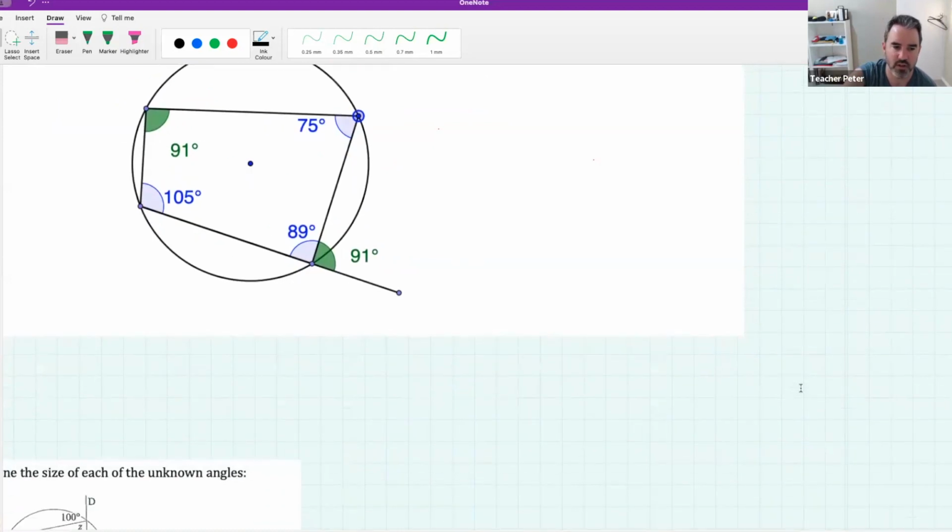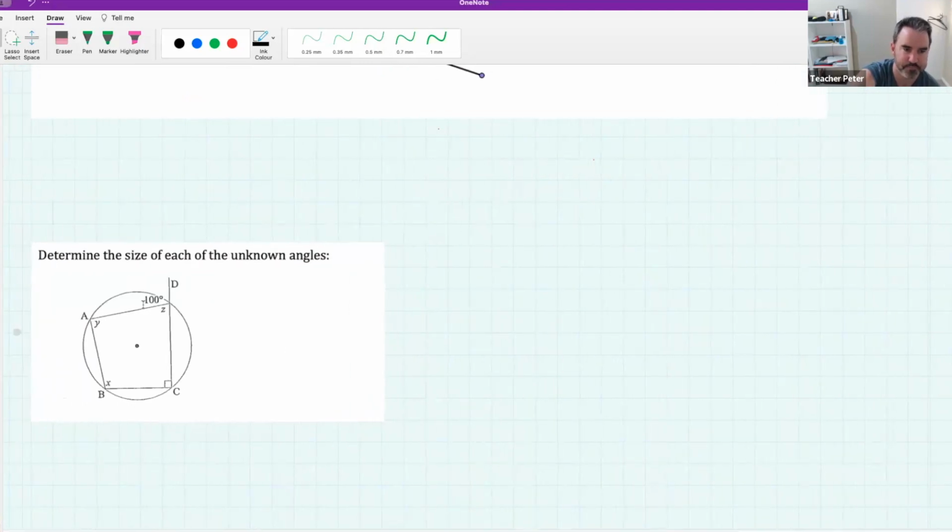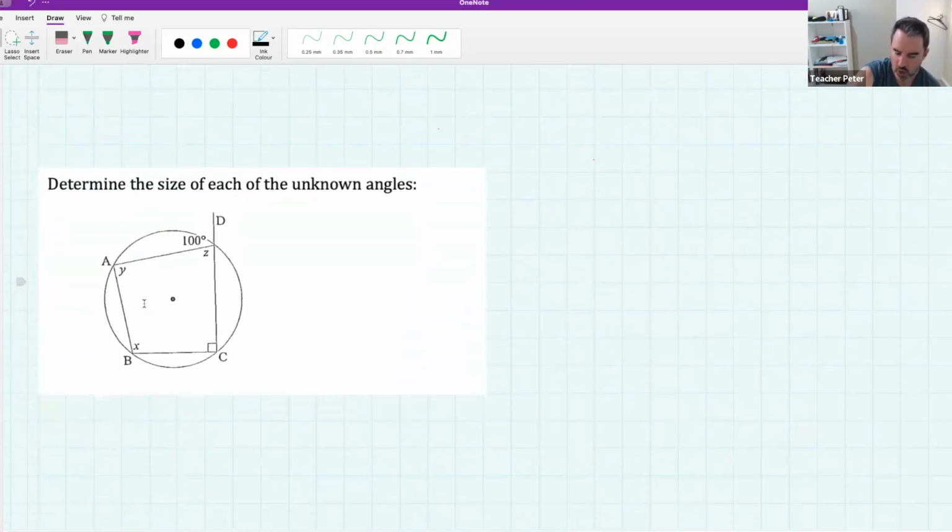So let's have a look at a question where this theorem might come in handy. So what do you think the size of angle X is going to be using that new theorem that I just showed you? What do you think the size of X is going to be using this new theorem I've just shown you? Pop your number answer in the chat.